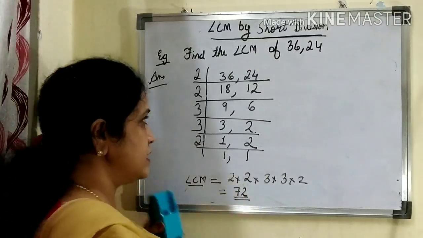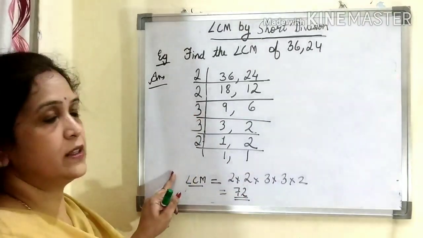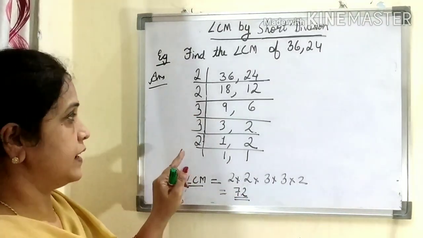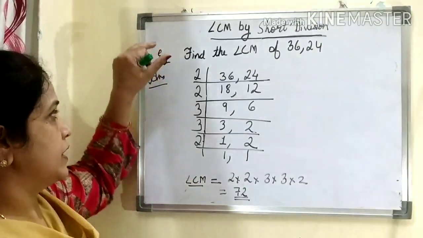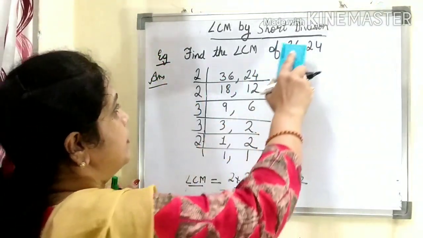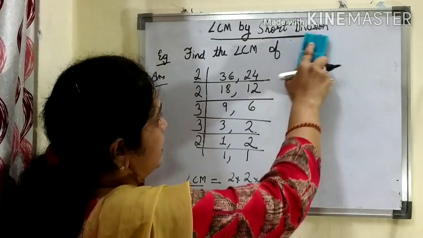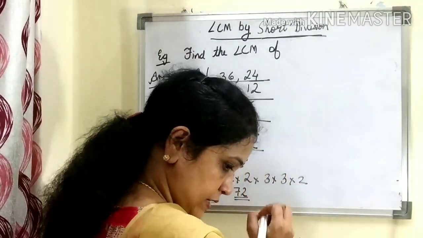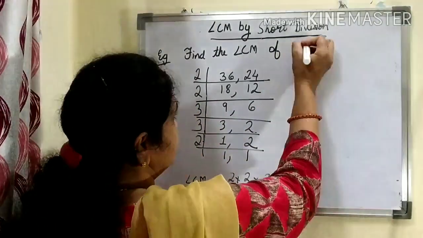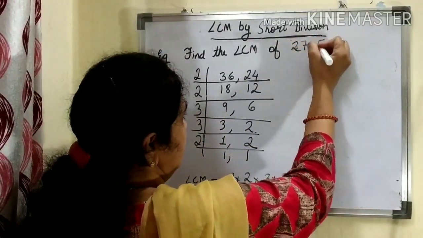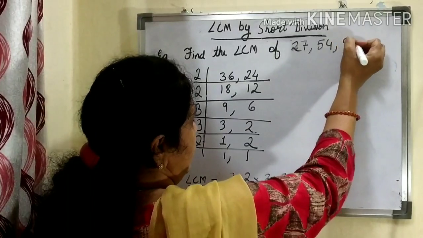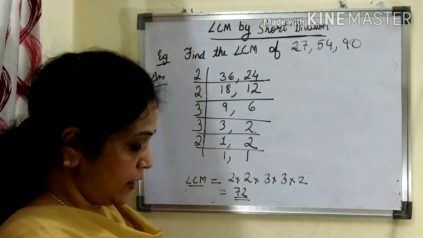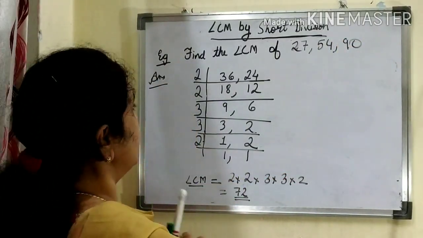Okay, I suggest you do by this method, because if you do it this way, you will not make any mistake, or you will not get confused. Okay, for example, one more example I am taking. Find the LCM of 27, 54 and 90. Suppose you have to find the LCM of these three numbers.